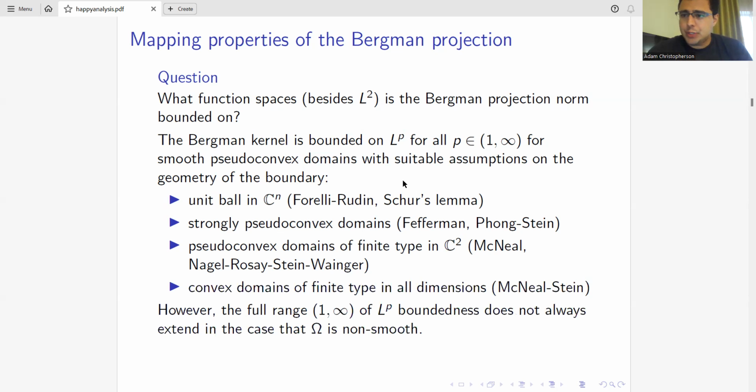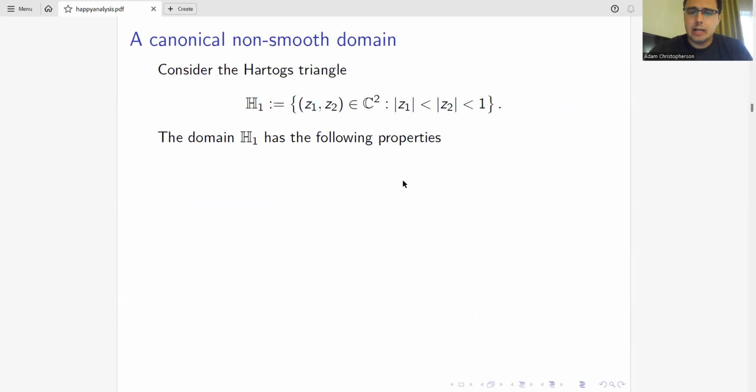However, that full range from 1 to infinity does not always extend in the case that omega is not smooth. The boundary of omega is not smooth, to be precise. We can see that, for example, on a very canonical, classical, non-smooth domain in C2, called the Hartogs triangle: absolute value of z1 less than absolute value of z2 less than 1. This is used a lot for many counterexamples in several complex variables, but this domain is bounded. It's a subset of D times D.